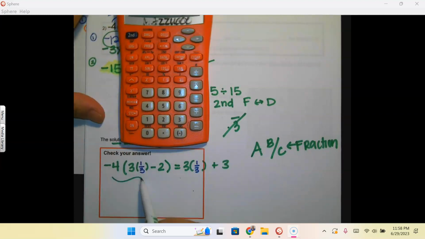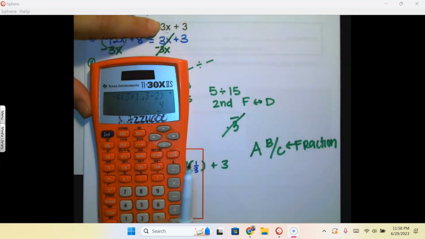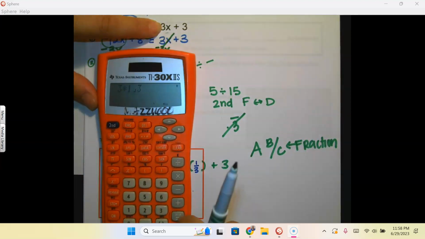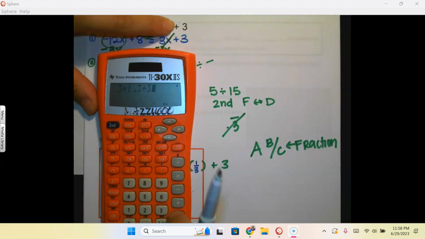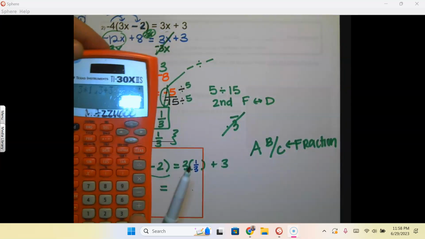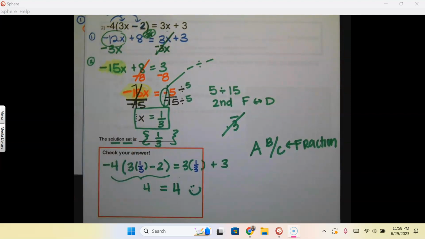So this whole side comes out to be 4. Now I'm going to do the right side. I have a 3 next to an x, so that means times, and then I'm going to enter in my 1/3, and then plus 3. If my answer is correct and I didn't make a mistake here, I should get 4. And we do. So then we're like, cool, we got that problem right.